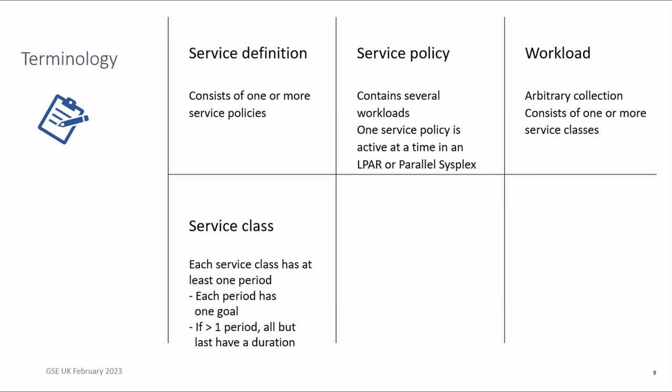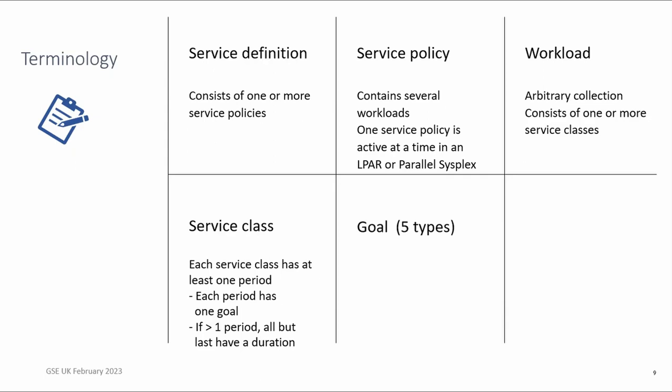And if you have more than one period, then all the periods except the last one have to have a duration. That is to say, if I have 3 periods in a service class, I have to specify how long I'm running in the first period before I go to the second period, and how long I'm running in the second period before I go to the third period, and so on. The last one doesn't have a duration. It's just stuff stays there until it's done.